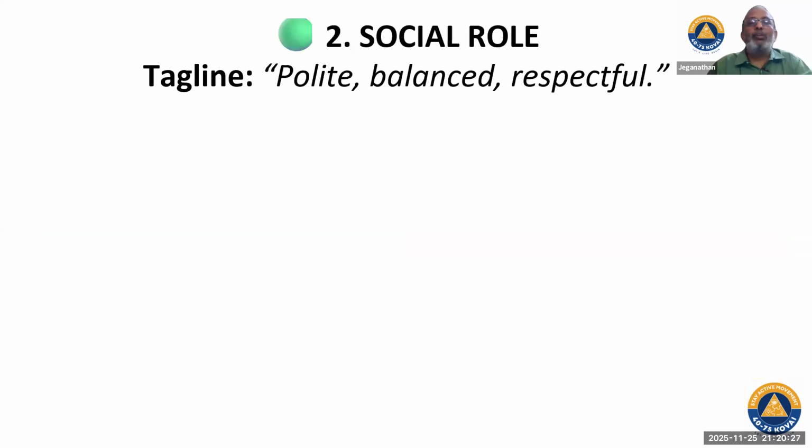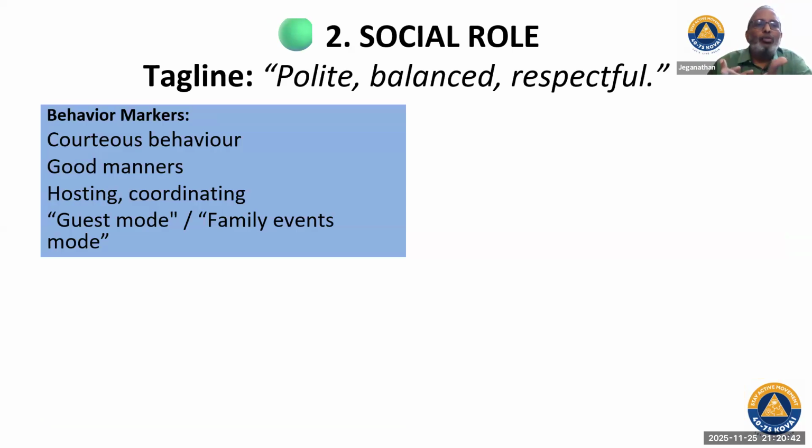The second one is the social role, which we exhibit with our relatives, friends, neighbors. Okay, this is the polite, balanced, and respectful, right? So the behavior markers are very simple: courteous behaviors, good manners, hosting the guests, coordinating things, being in guest mode and family events mode, right? So these are your behavior markers.